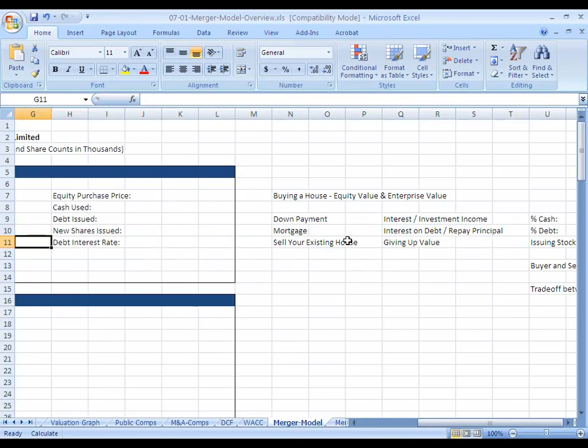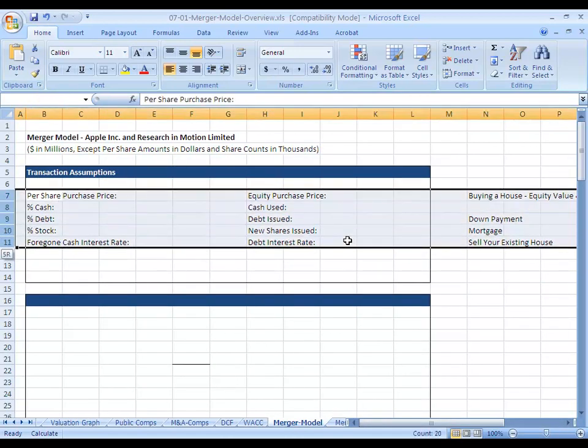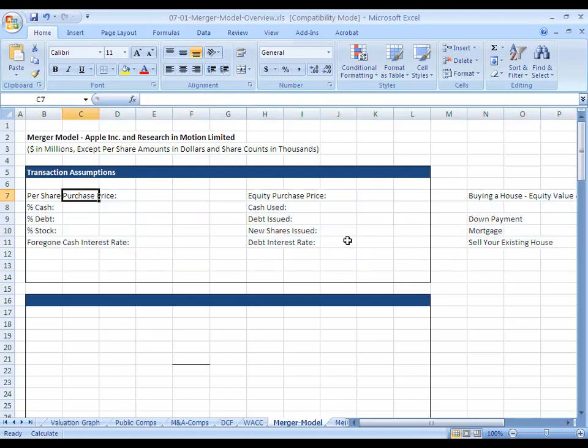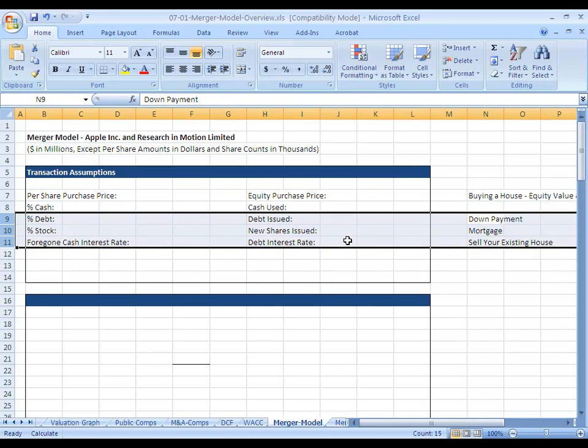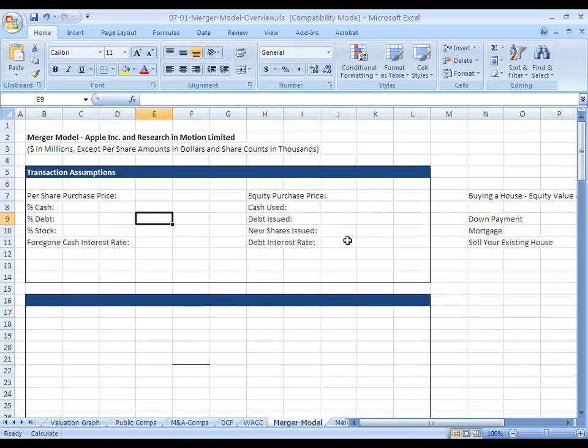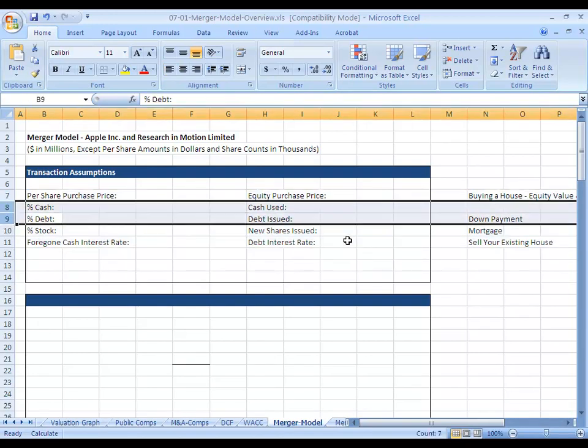Now, to support this model, you see that I've already sketched a basic outline of some of our transaction assumptions right here. And if you understand the analogy that I use to explain this, how buying a company like this with cash, debt, or stock is very similar to using a down payment, a mortgage, and selling your existing house when buying another house. If you understand that, then most of this is probably fairly intuitive. Percent cash, percent debt, percent stock.